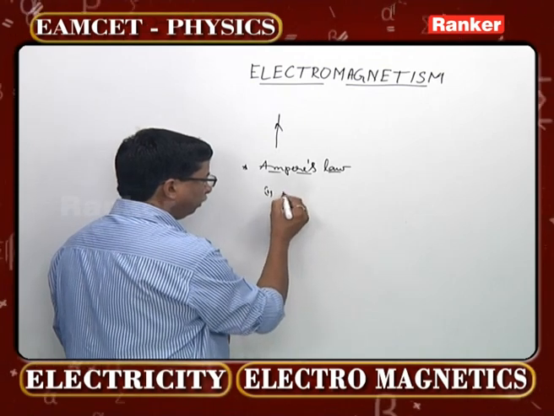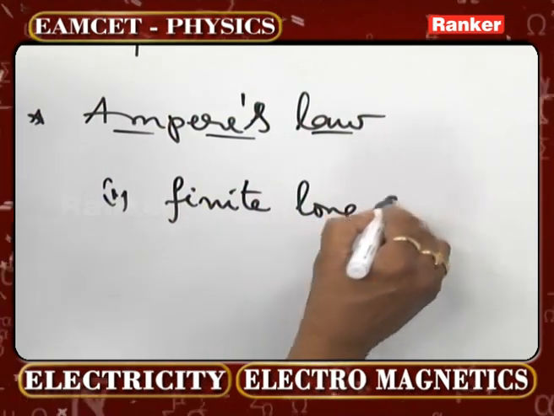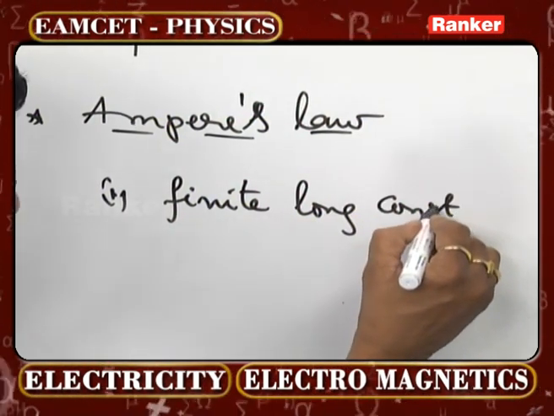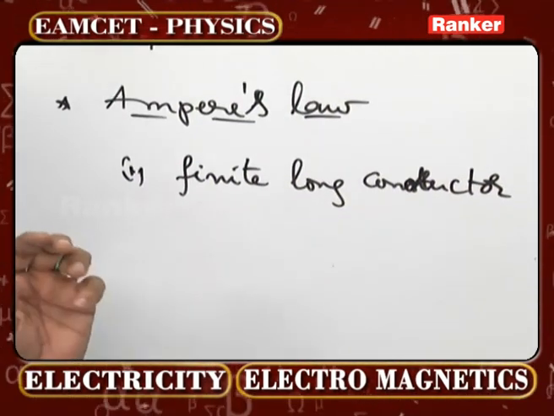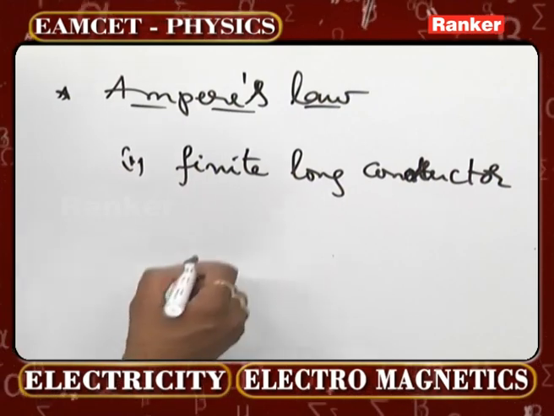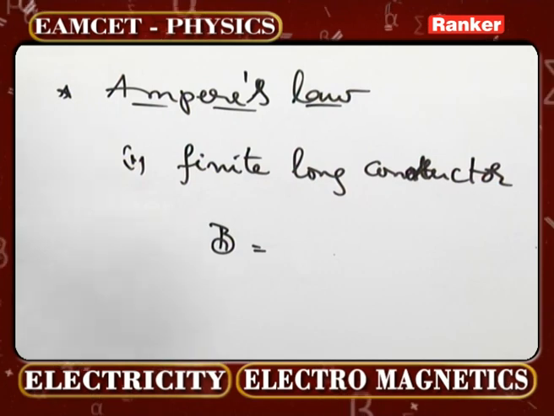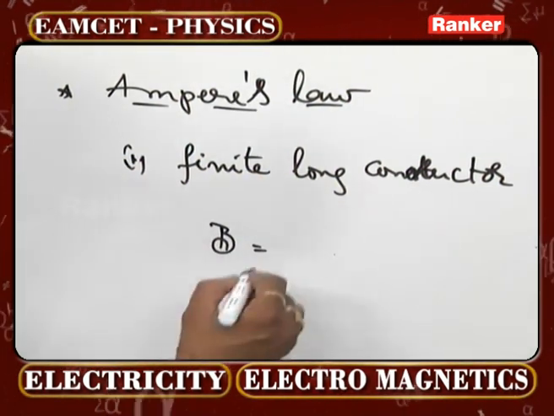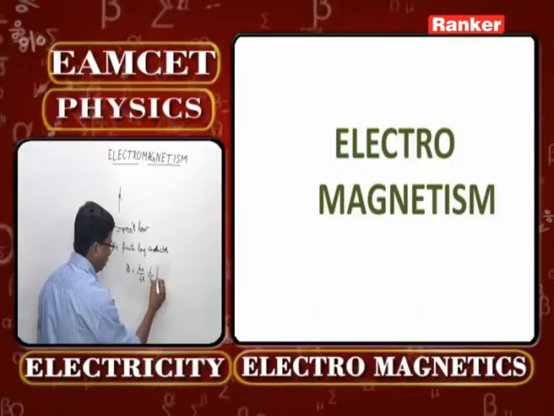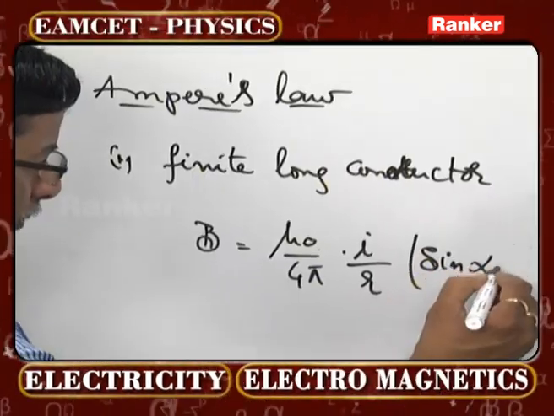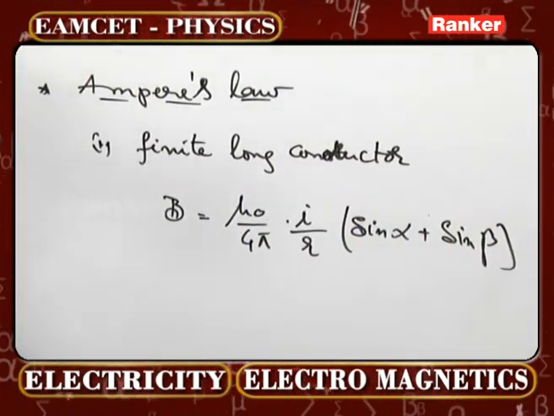One, in the case of a finite conductor, that is a finite long conductor. You should understand, finite long conductor means what? The conductor of which the length should be known to you. Then the magnetic induction at a particular point which is at a distance r from the conductor carrying a current is equal to mu naught by 4 pi into I by r into sin alpha plus sin beta. This is actually the formula. What is what out of it you can all understand.